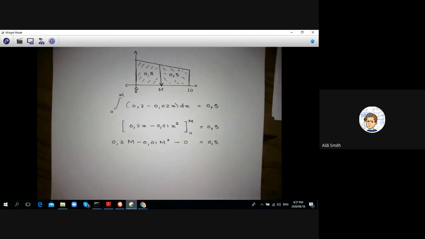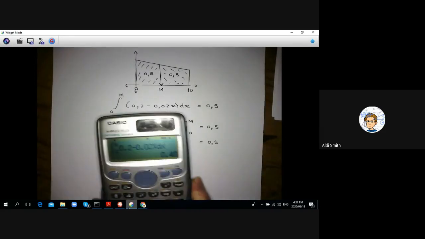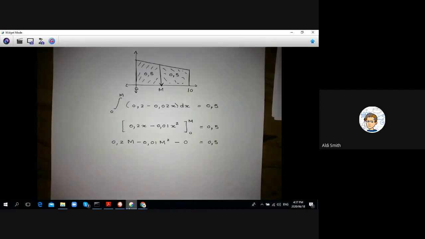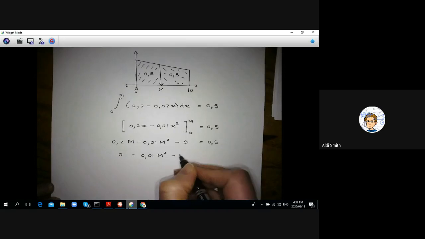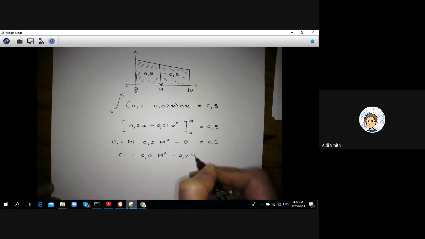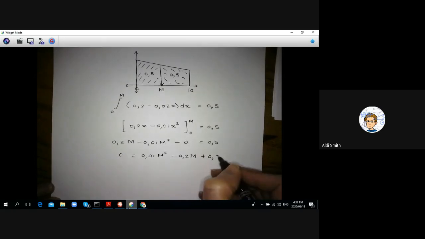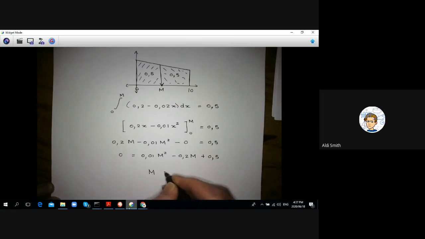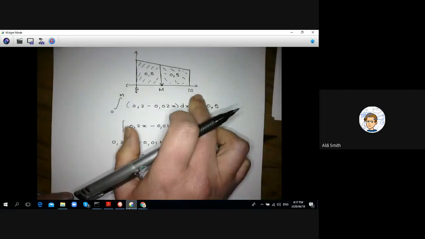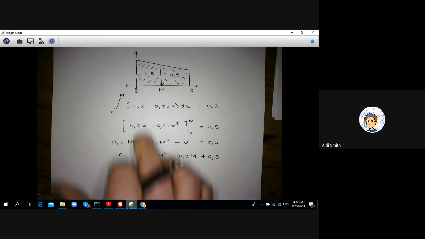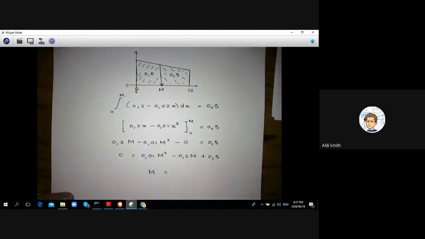And then you can actually now use your calculator, because this is a quadratic equation, so you can use your calculator to solve the quadratic equation. Let me just put it in standard form. So that's going to be 0,01 m squared minus 0,2 m plus 0,5. Okay, and very careful, please remember, the m value we're looking for must lie between 0 and 10. The m value we're looking for obviously can't be less than 0 or greater than 10.